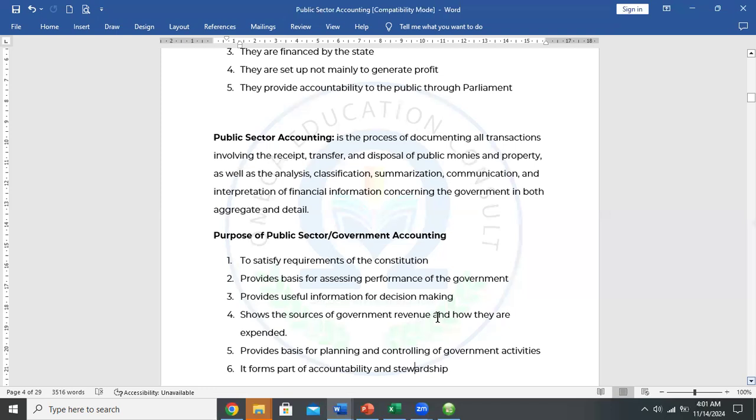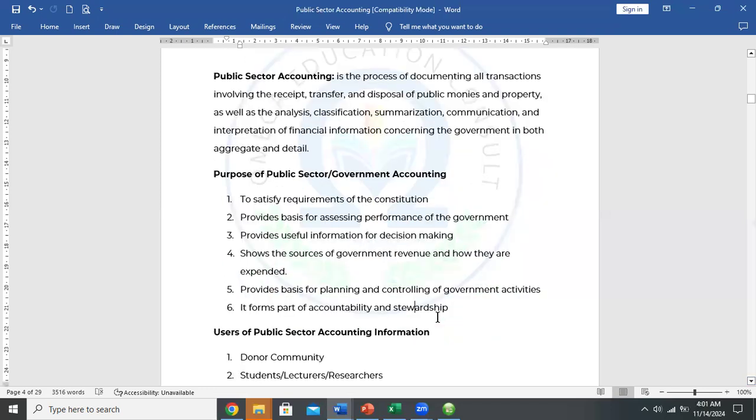Okay. It forms part of accountability and stewardship, yes. So, like I indicated in the first point, the government should be held accountable for the mandate we have given them to man the affairs of the state. It also provides a basis for planning and controlling of government activities. Right, so the policy like the free SHS, sometimes the government is able to account for how much it has spent in terms of food, water, utility, or whatever. Okay, to be able to know whether to adjust or to add more resources to the sector.